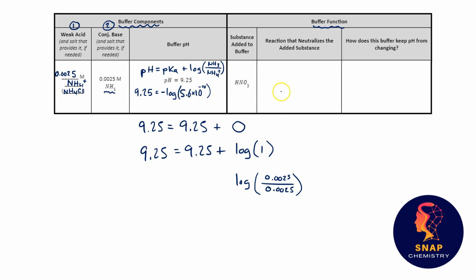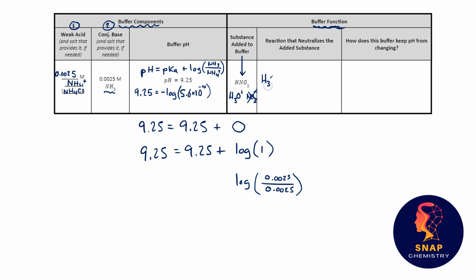So let's neaten that up a little bit and make some space for the second part of this table, which is the function of this buffer. Exactly how does it work? In this particular scenario, the table suggests that we are adding HNO3, nitric acid, to the buffer. Now HNO3 is a strong acid that's going to completely dissociate into H3O+ and NO3-. And the NO3- I don't care about. It's not going to affect the pH, but the H3O+ that it brings in certainly will affect the pH of a solution, and that's exactly how the buffer is going to function.